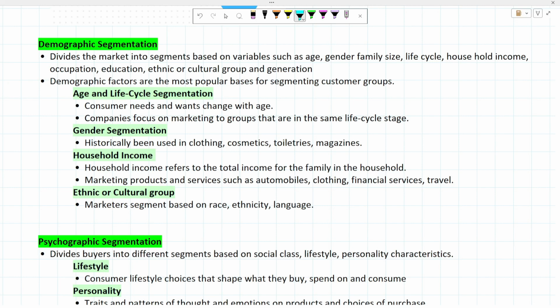Household income. Household income refers to the total income for the family in the household. So marketing products and services such as automobiles, clothing, financial services, and travel. Ethnic or cultural group. Marketers segment based on race, ethnicity, and language.